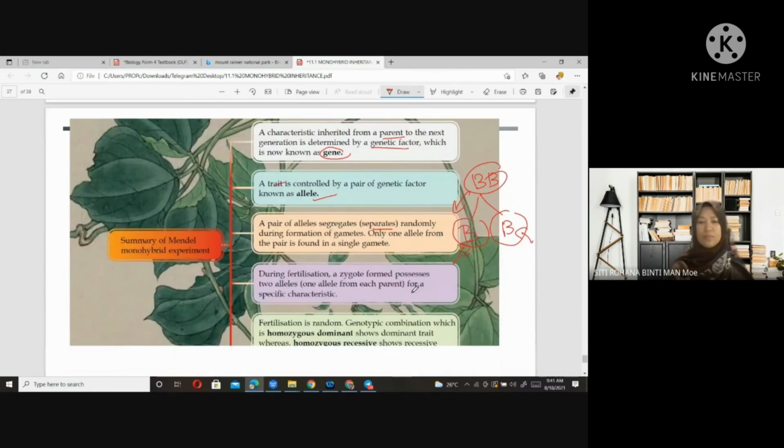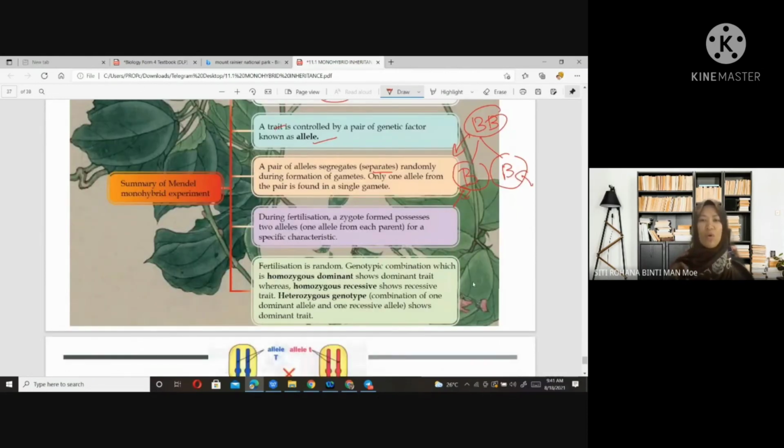Okay. So during fertilization, a zygote form possess two alleles, one from each parent. Okay, so kalau kat sini B kecil, okay, saya sebut dah tadi. So 1 cross with 3. Dia mesti fertilize dengan gamete parent satu lagi. Mana boleh gamete yang sama. Bayangkan, contohlah, ini jantan, ini betina. So tak boleh lah jantan-jantan. Okay. So fertilization is random. Okay, nampak random. Itu maksud random.